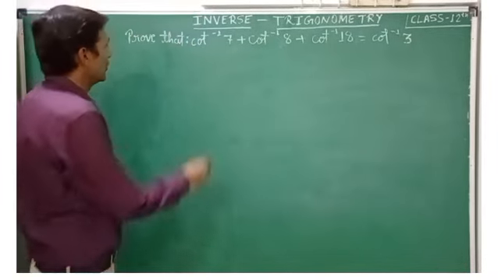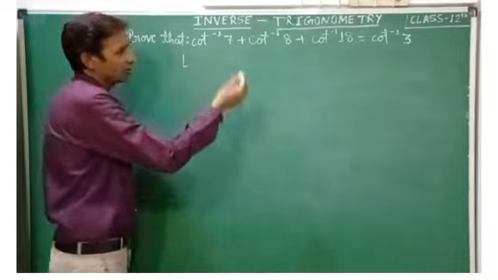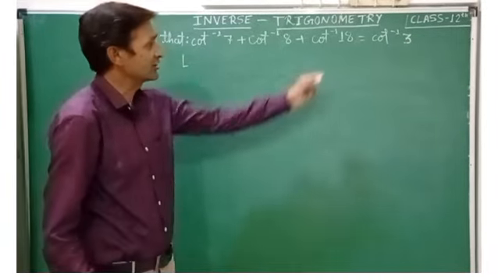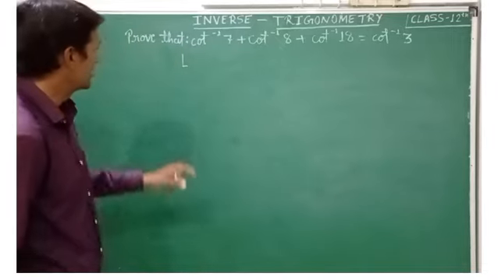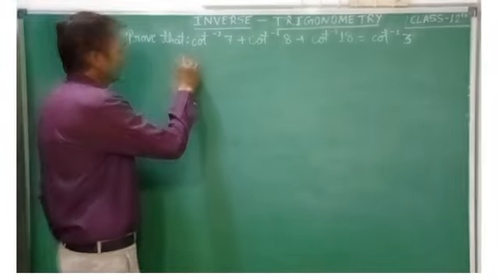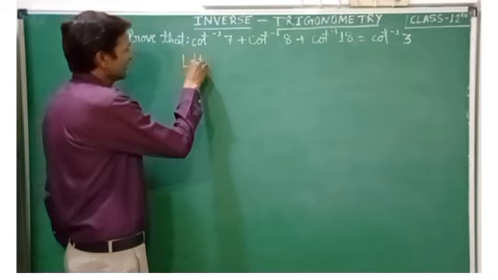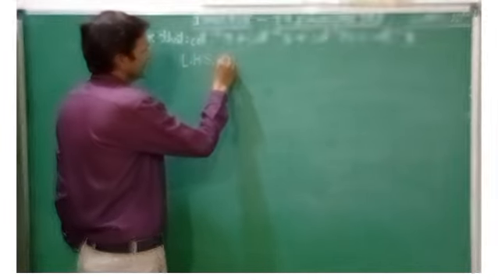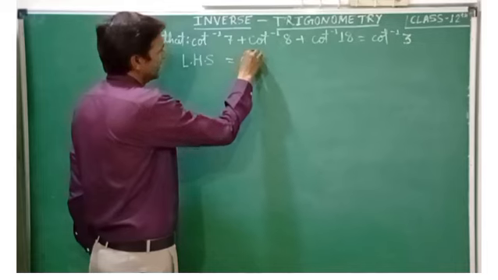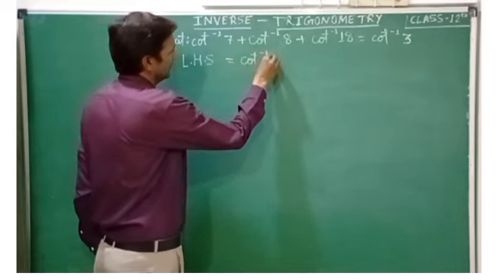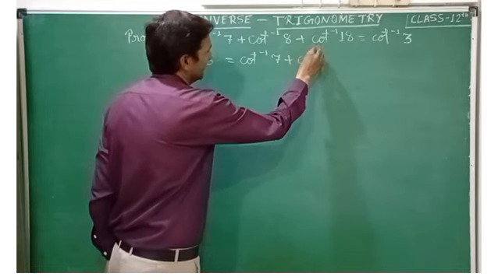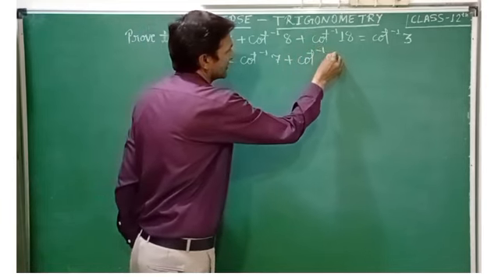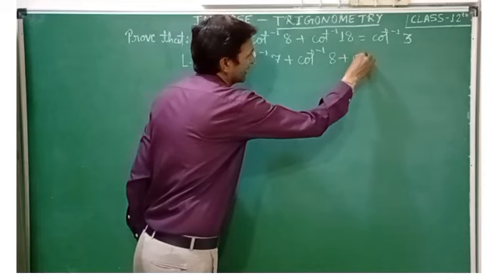So LHS I am considering. Of course we are considering LHS here because there is a single term in RHS. So let us take LHS first of all. In LHS the terms are cot inverse 7 plus cot inverse 8 plus cot inverse 18.